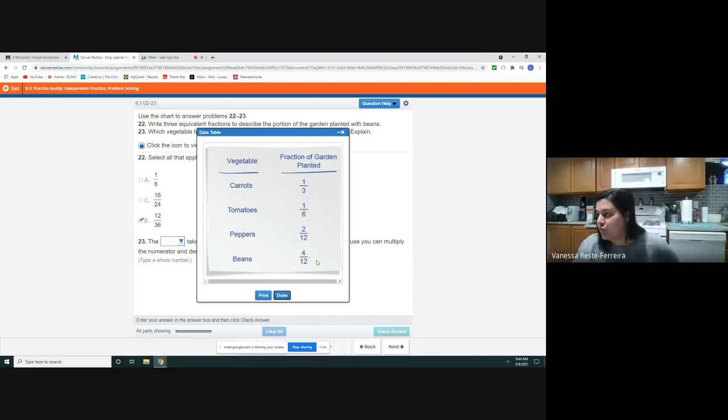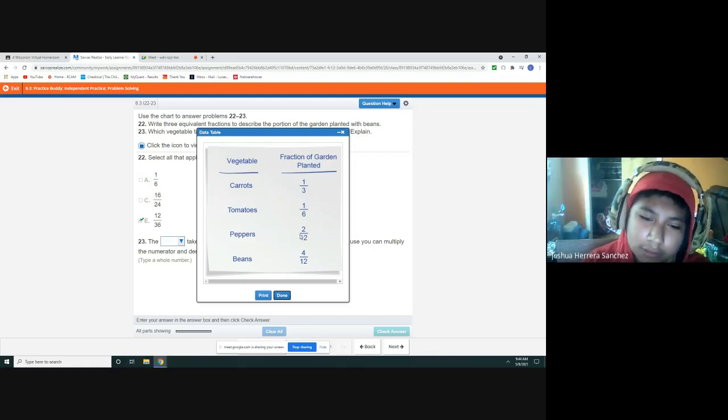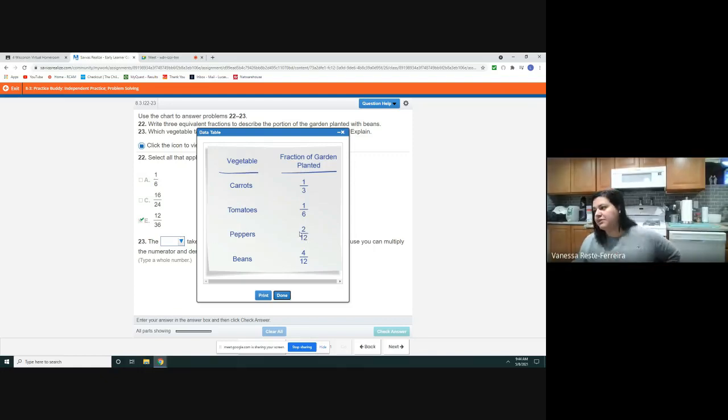Yes. So which one of our vegetables takes up the same amount of space as the tomatoes? The beans. Not the beans. You said 2/12, not 4/12. Oh, yeah. So which one is that? The peppers. Very good. So let's close out the table.